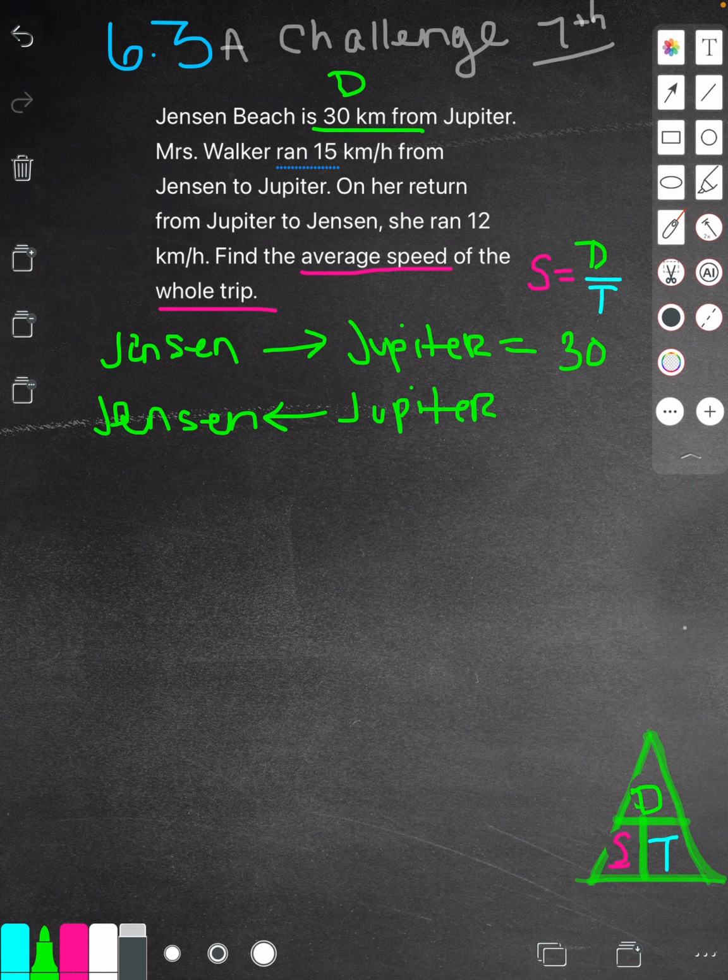In this case, we have heard of no natural disasters that have changed the distance, so we do know that it is the same exact measurement of distance between Jensen and Jupiter. If I'm going from Jupiter to Jensen or I'm going from Jensen to Jupiter, it's still going to be 30 kilometers because the distance does not change here.